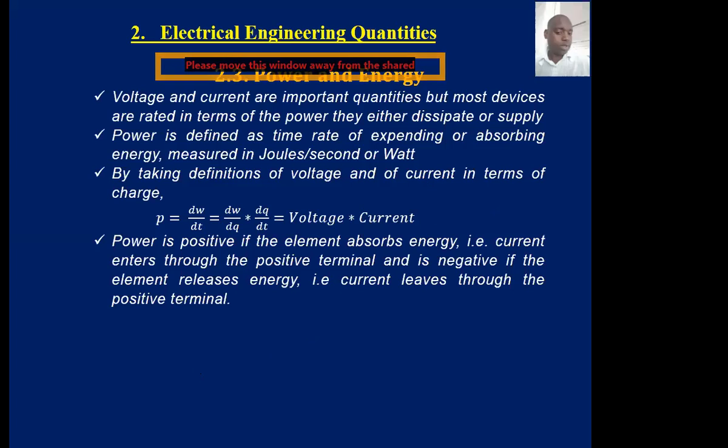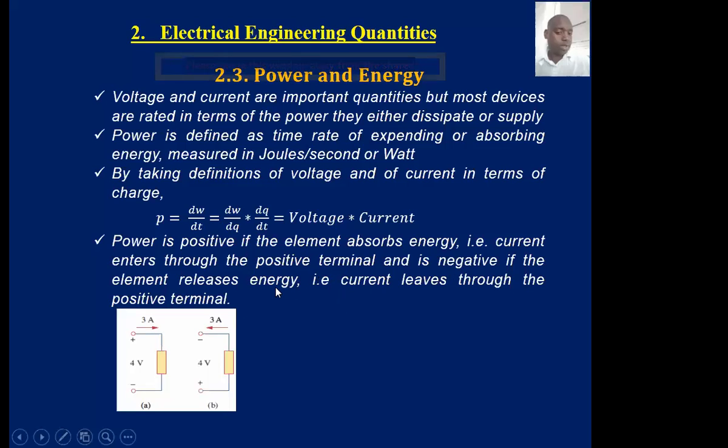And we know that current enters through the positive terminal only in passive components. So our passive components are the ones which have positive power, right? Then it is negative when the element releases energy. That means when current leaves through the positive terminal. And from our previous discussion, we know that current leaves through the positive terminal in the active components. So the battery develops negative power, and let's say the heater develops positive power because it absorbs power. So that is how we use it there.